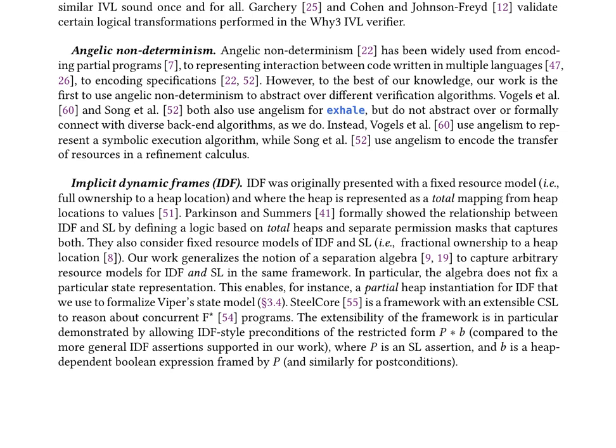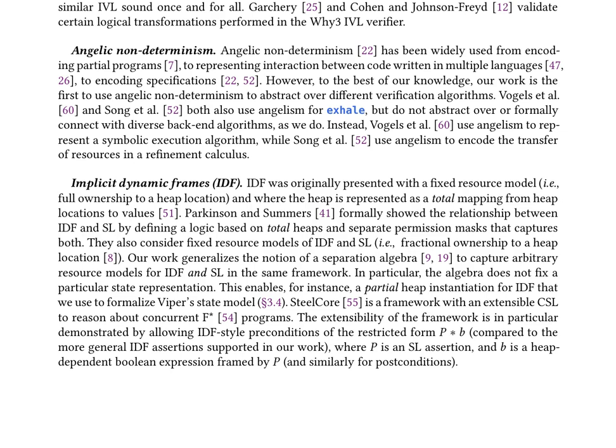The paper also discusses non-SL-based IVL backend proofs. These backends typically have simple state models and use different algorithms compared to SL-based backends. For example, Parthasarathy et al. generate soundness proofs for Boogie's VCG, and Vogels et al. prove a VCG for a similar IVL sound once and for all. Garchery, and Cohen and Johnson-Frade, validate certain logical transformations performed in the Why3 IVL verifier.